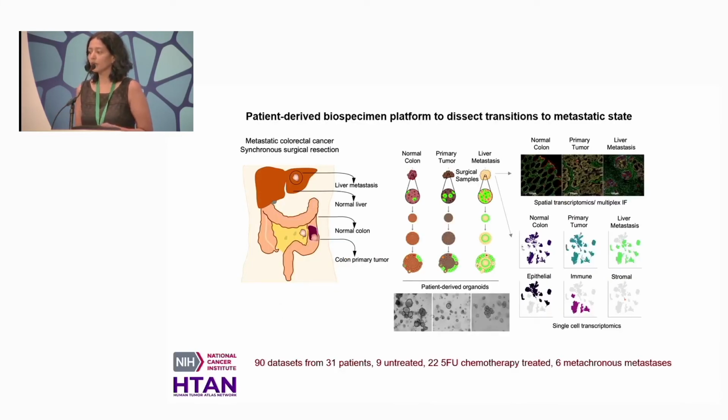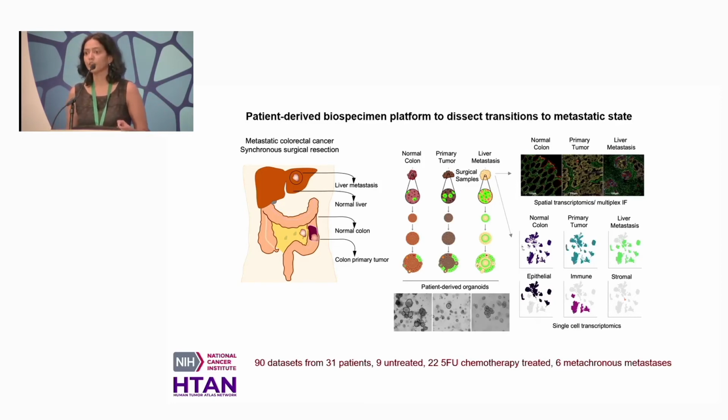And the way we've approached this is to establish in our institution a patient-derived biospecimen platform from patients with metastatic colorectal cancer. And the reason we study colorectal cancer is because this is the only common solid cancer across the board where once patients get metastasis, surgical resection, surgical removal of both the primary tumor and part of the normal colon and the metastasis at the same time is part of a standard of care for many patients.